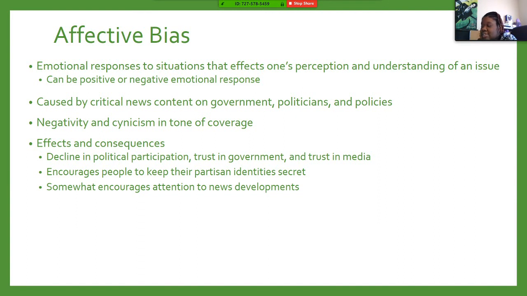It creates incentives for politicians to use negative ads because they'll receive far more coverage, and there's no such thing as bad publicity. I take that back. There is such a thing as bad publicity.